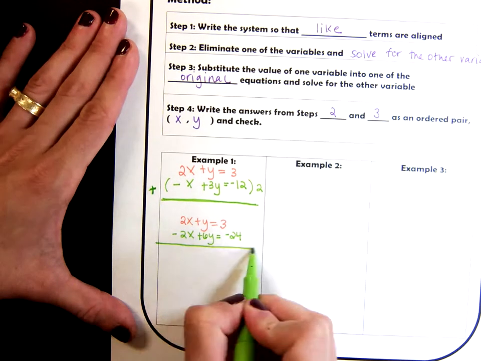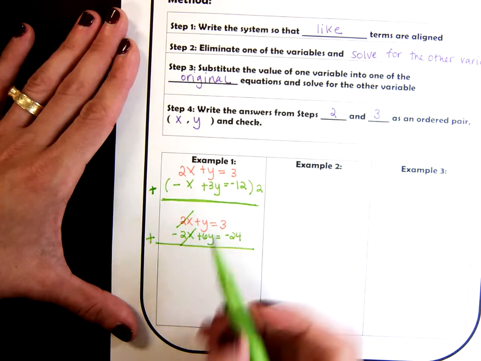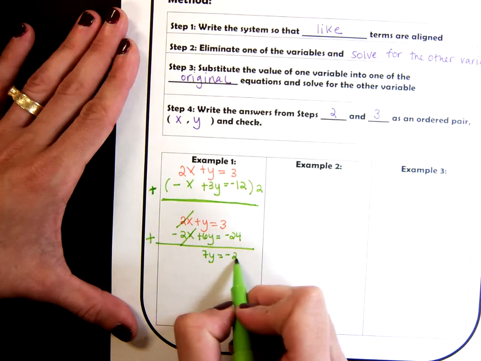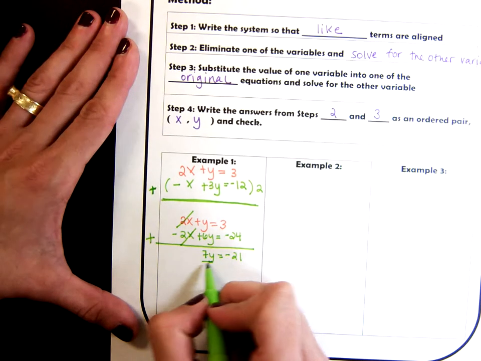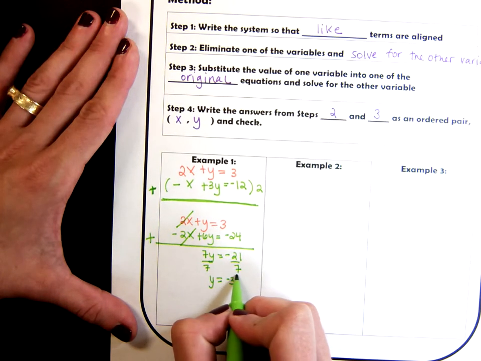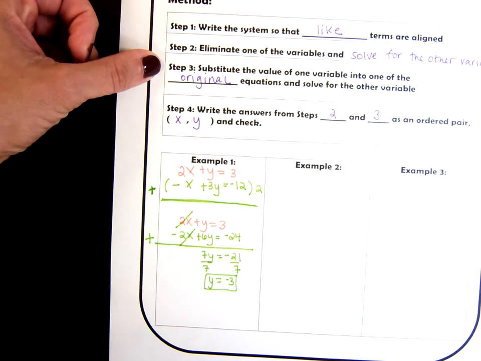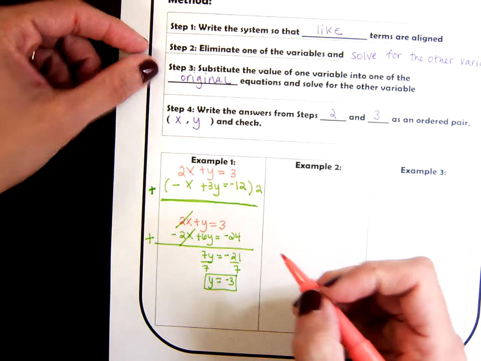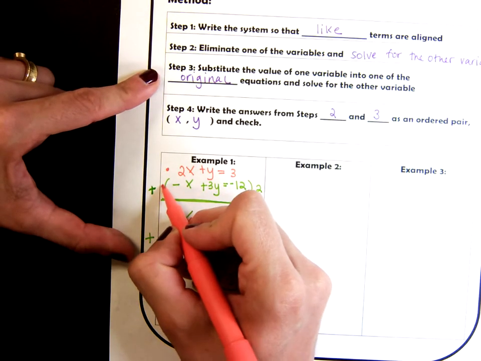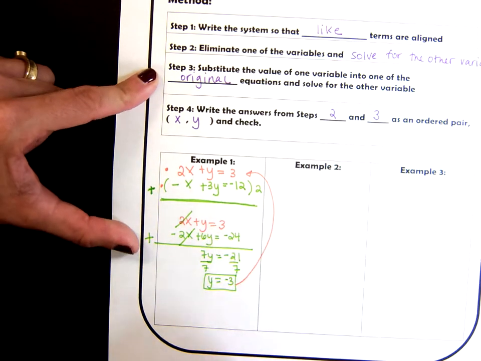Okay, now I'm at a point where I can add them because I see that my x's are going to cancel. Now y plus 6y, I get 7y equals negative 21, right? Then I divide by 7 on both sides, and I'm left with y is equal to negative 3. So I've got my y. Okay, so now step 3. Substitute the value of one variable into one of the original equations, meaning this equation or this equation. So let's take this and put it right in there for the y.